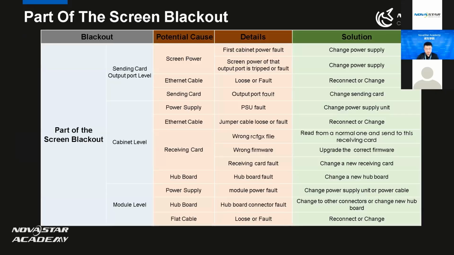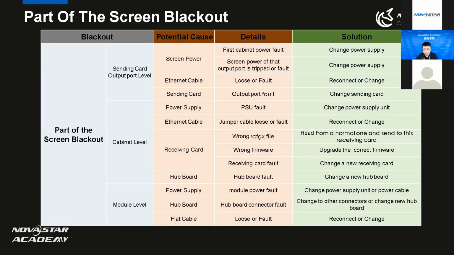And next is part of the screen blackout. It's very similar to the full screen blackout issue, but here we have three different levels. First one, sending card output port level. It means one sending card output port is totally black. Like if you use an MCTRL 4K Nova controller, the first output of this controller is totally black. So what should we do?